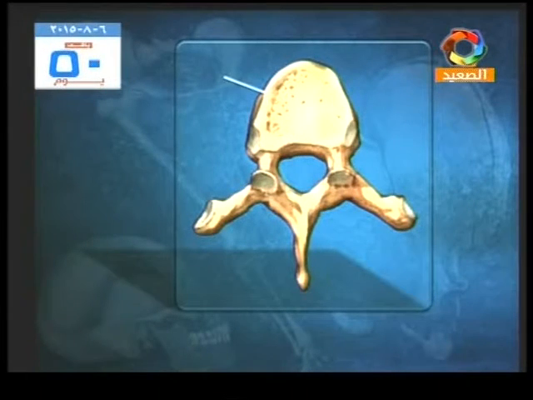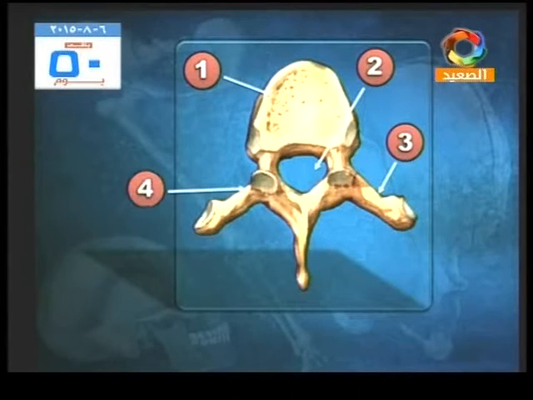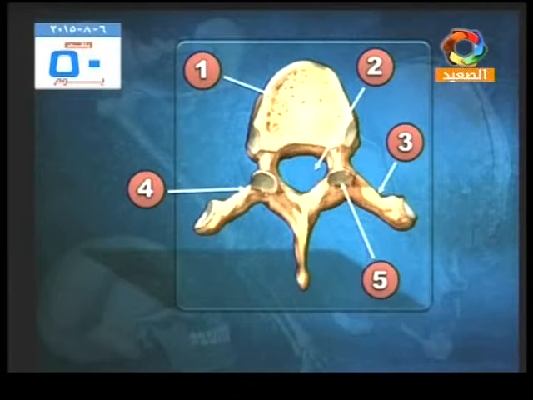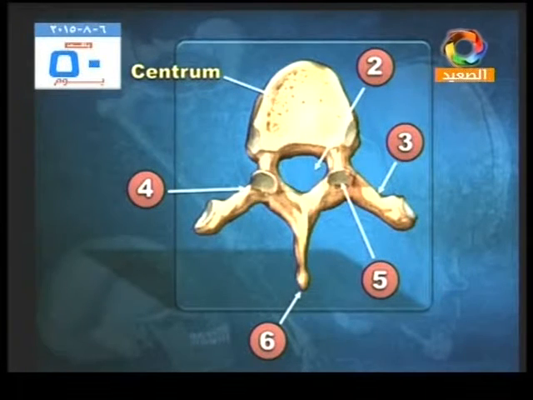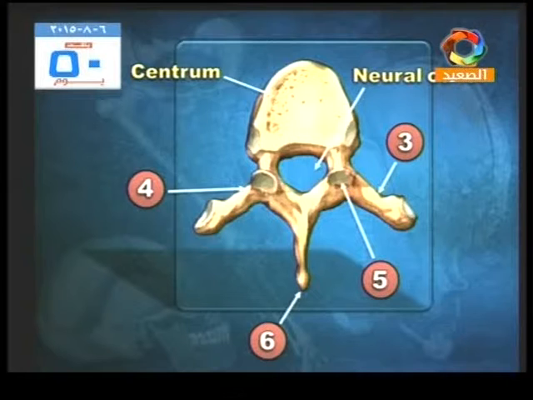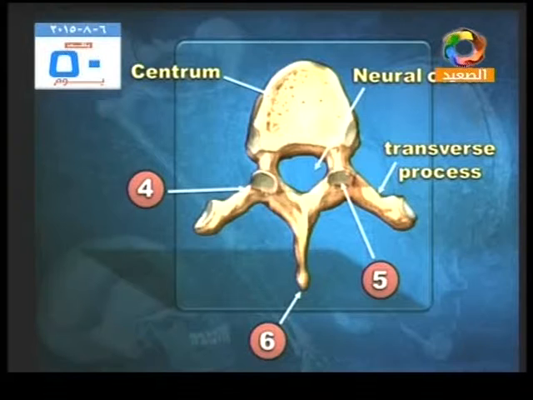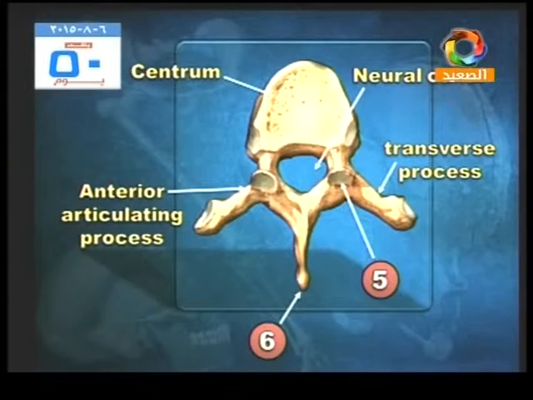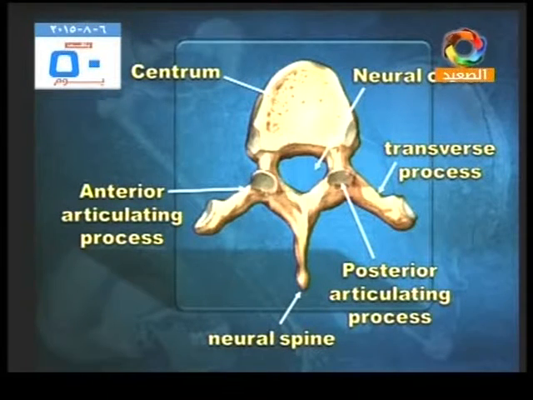Now look at this diagram of the bony vertebra and label it. Number 1, the centrum. Number 2, neural canal. Number 3, transverse process. Number 4, anterior articulating process. Number 5, posterior articulating process. And number 6, neural spine.